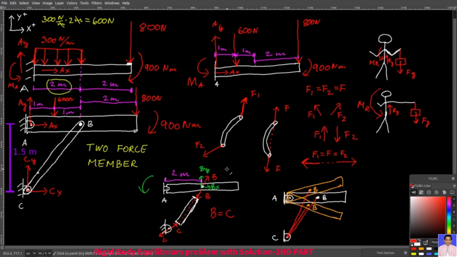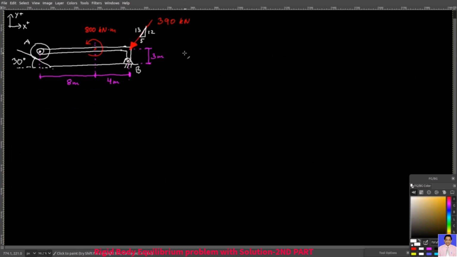Thank you. Welcome back. I have a structure here that is in equilibrium. At point A, you have a roller support that can move along the ground, and the motion is restricted normal to the surface. The support A, the roller, is attached to the structure via a pin. And then at point B, you have a smooth pin support.